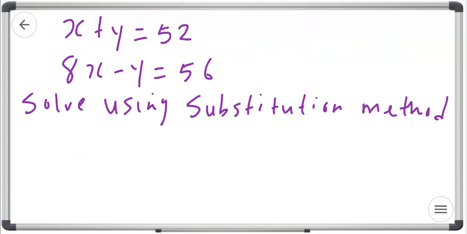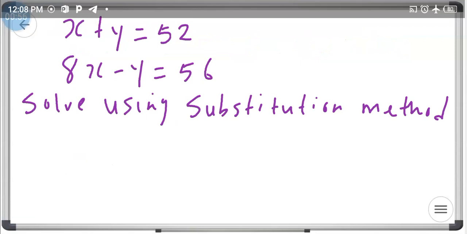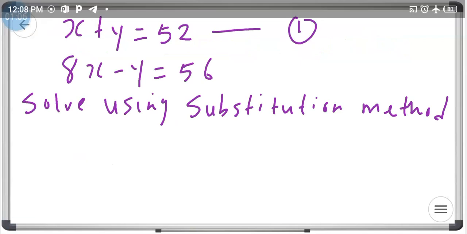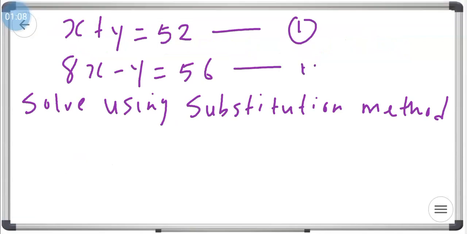x plus y equals 52. 8x minus y equals 56. Now we have to solve these simultaneously. The first one is our equation 1, and the second one is our equation 2.